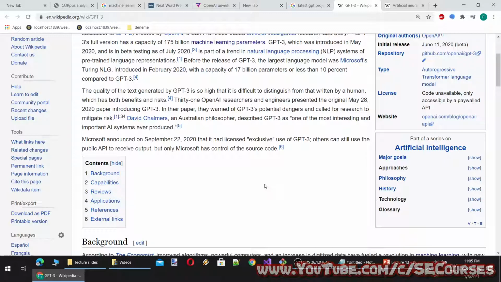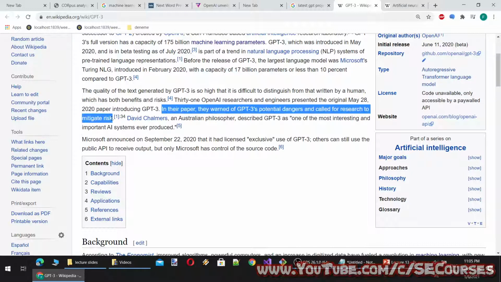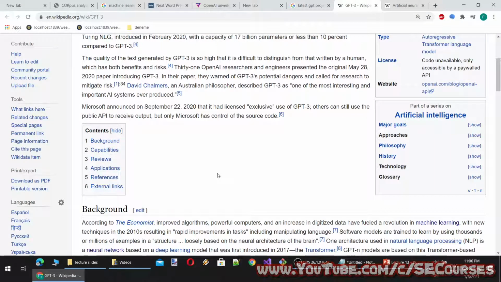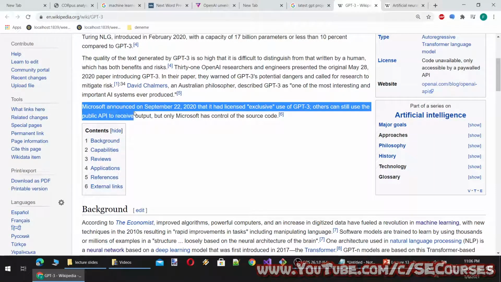The quality of the text generated by GPT-3 is so high that it is difficult to distinguish from that written by a human, which has both benefits and risks. OpenAI researchers and engineers presented the original May 28, 2020 paper introducing GPT-3. In their paper, they warned of GPT-3's potential dangers and called for research to mitigate risk. David Chalmers, an Australian philosopher, described GPT-3 as one of the most interesting and important AI systems ever produced.